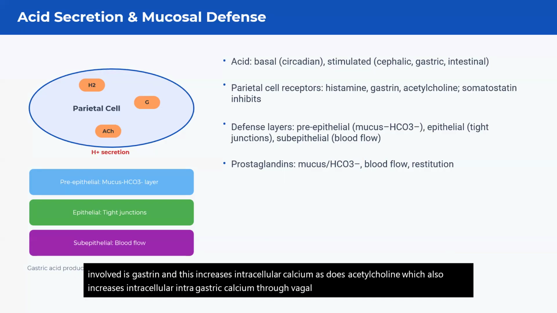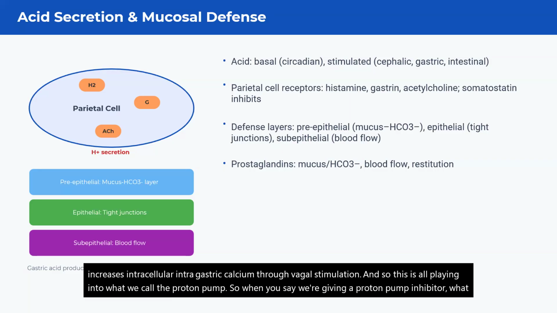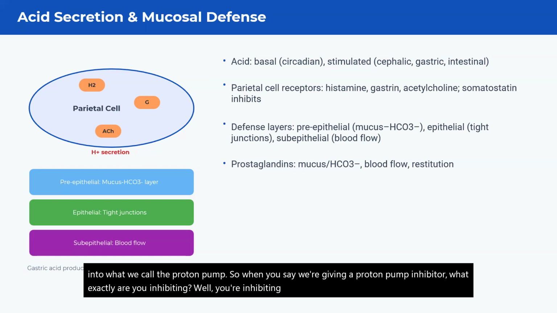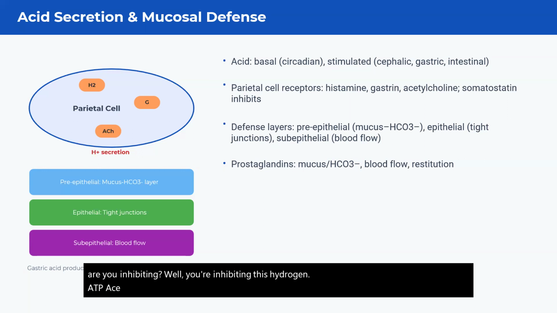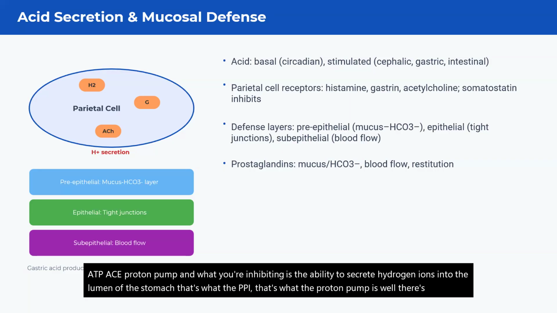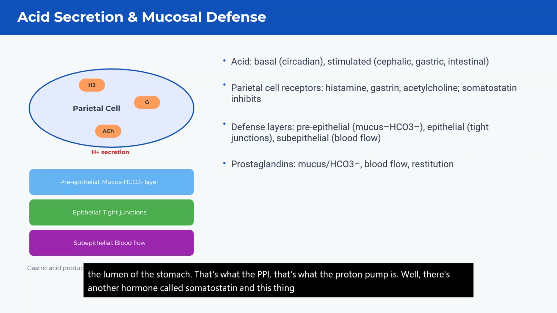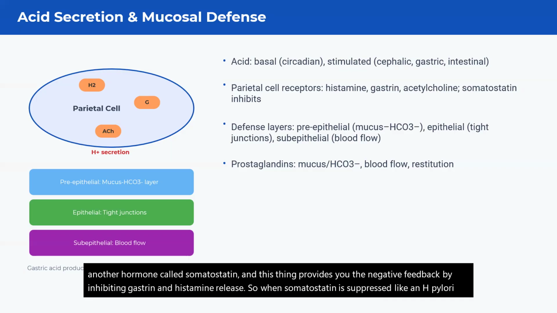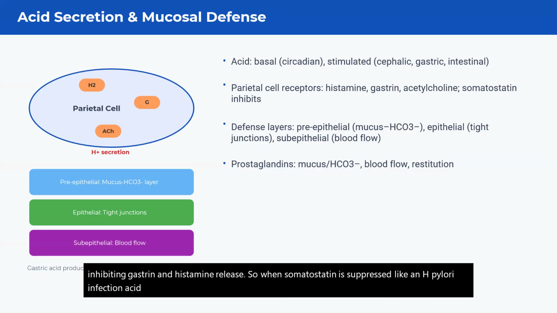And so this is all playing into what we call the proton pump. When you say we're giving a proton pump inhibitor, what exactly are you inhibiting? Well, you're inhibiting this hydrogen-potassium ATPase proton pump, and what you're inhibiting is the ability to secrete hydrogen ions into the lumen of the stomach. That's what the proton pump is. There's another hormone called somatostatin, and this provides negative feedback by inhibiting gastrin and histamine release. So when somatostatin is suppressed, like in an H. pylori infection, acid secretion increases unchecked.